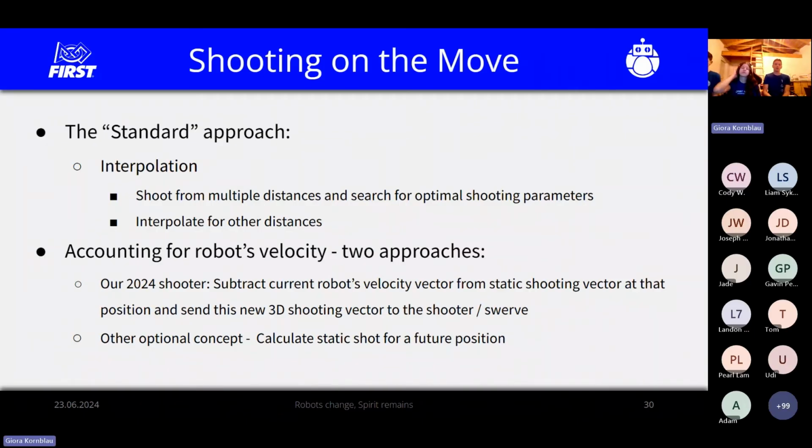So first of all, the standard approach. The standard approach for things like this is interpolation. You measure from a few distances, you search for the optimal shooting parameters for each of those distances from the target, and basically you shoot. For other distances, between the distances that you measured, you interpolate linearly or with some other interpolation. It's up to you.